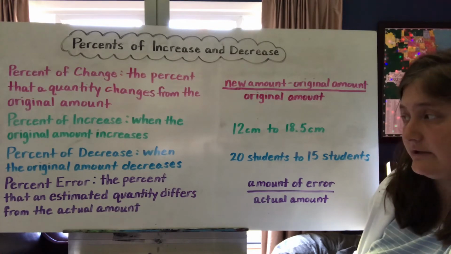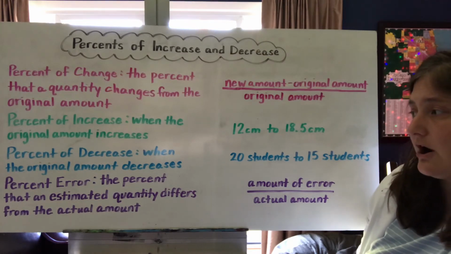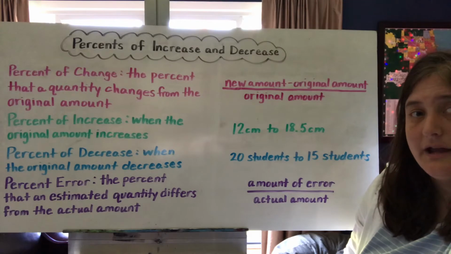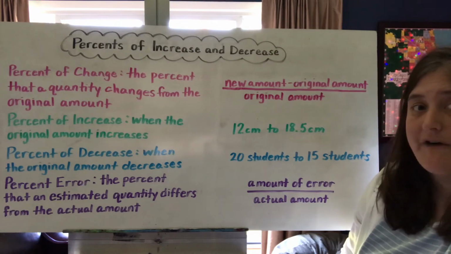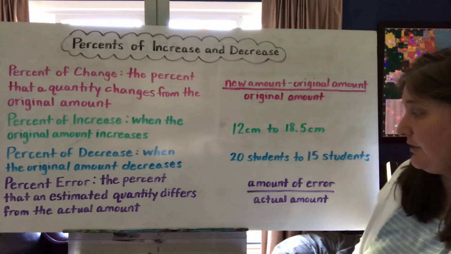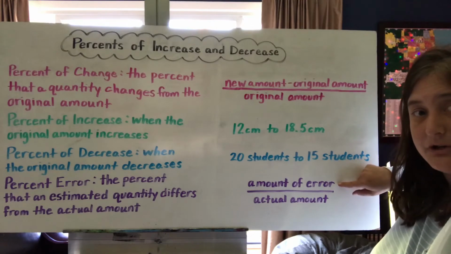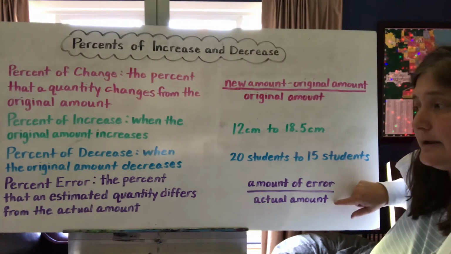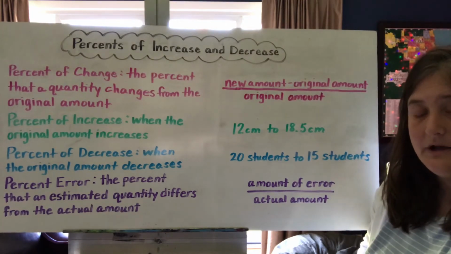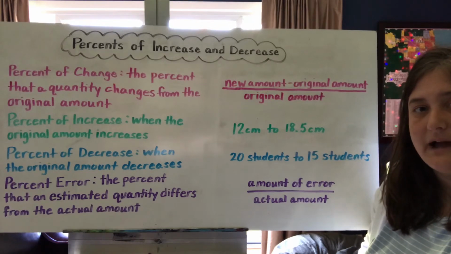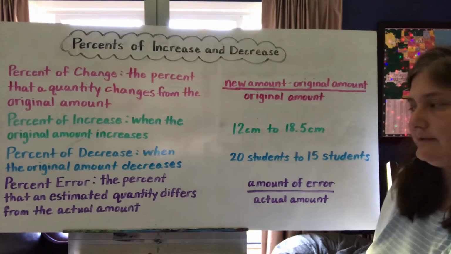A percent error is when you estimate an amount, and then when we find out what the actual amount is, we figure out your amount of error, how much your guess was off, and divide it by the actual amount. So let's actually see some of these concepts in practice. Let's look at some examples.